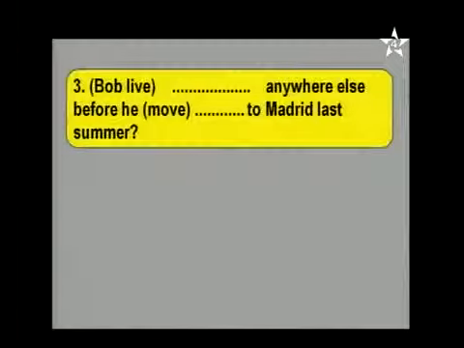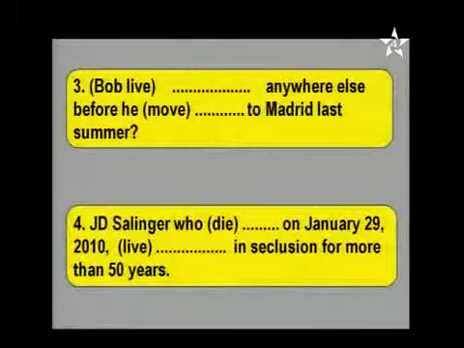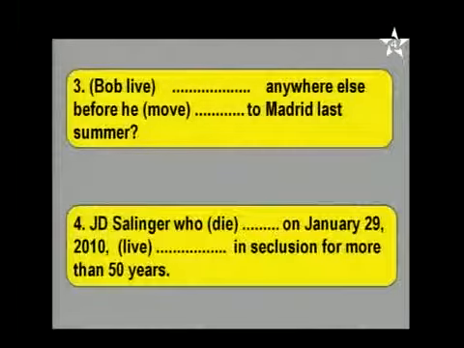Number 3, Bob lived anywhere else before he moved to Madrid last summer? Number 4, J.D. Salinger, who died on January 29th, 2010, lived in seclusion for more than 50 years. And Salinger is a famous American writer who wrote his famous book, The Catcher in the Rye.